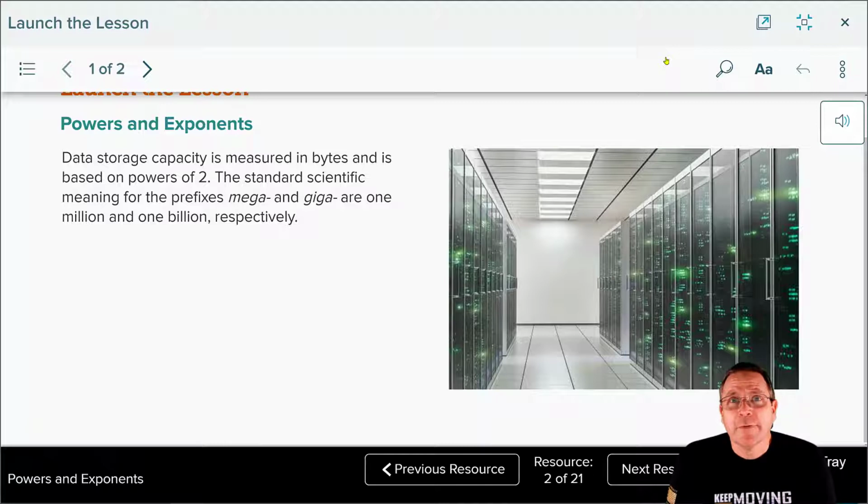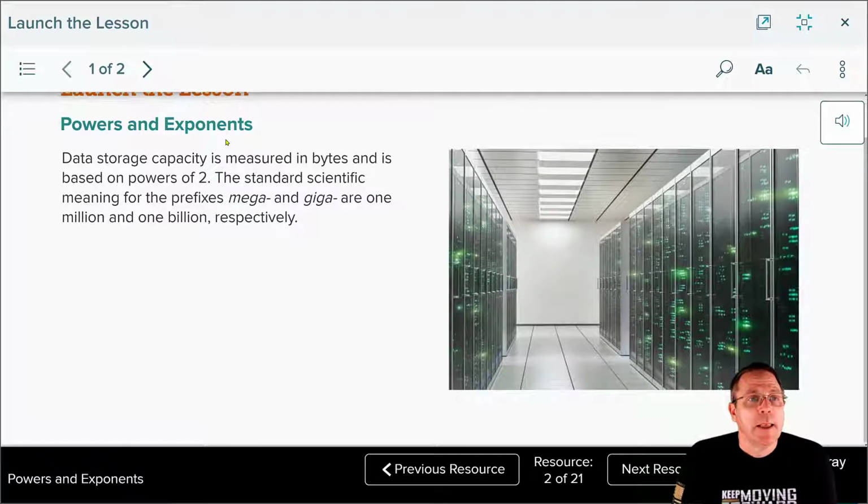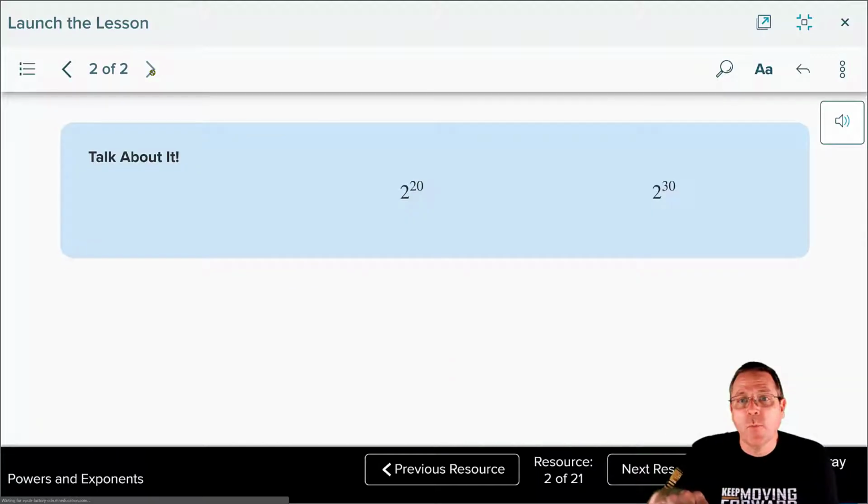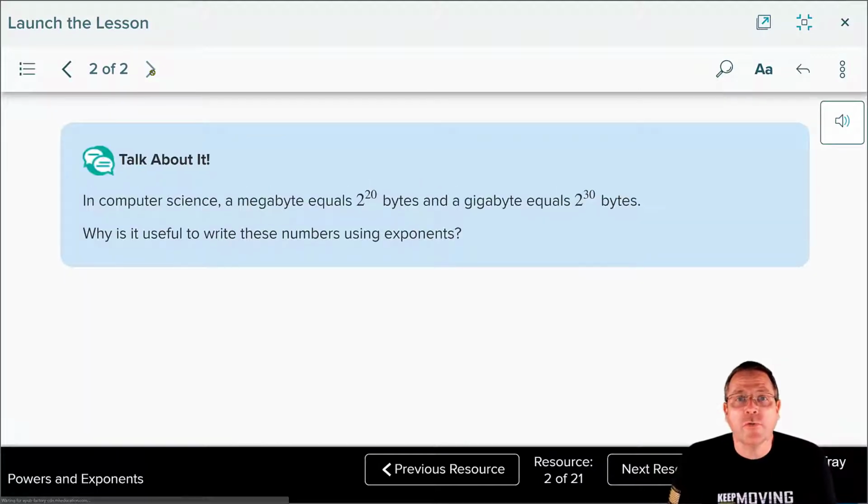Data storage capacity is measured in bytes and is based off of powers of 2. A standard scientific meaning for the prefix mega and giga are 1 million and 1 billion. So a megabyte is 1 million bytes and a gigabyte is 1 billion bytes. And a byte, guys, is simply a 1 or a 0, an on or an off switch, and the combinations of all those 1s and 0s make up everything we see on the computers, including my smiling face at you.